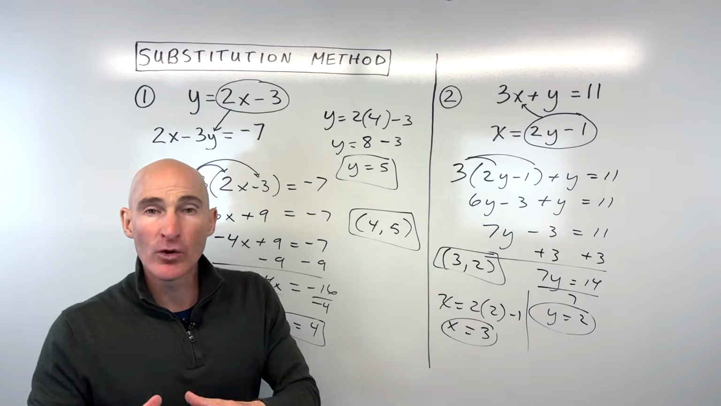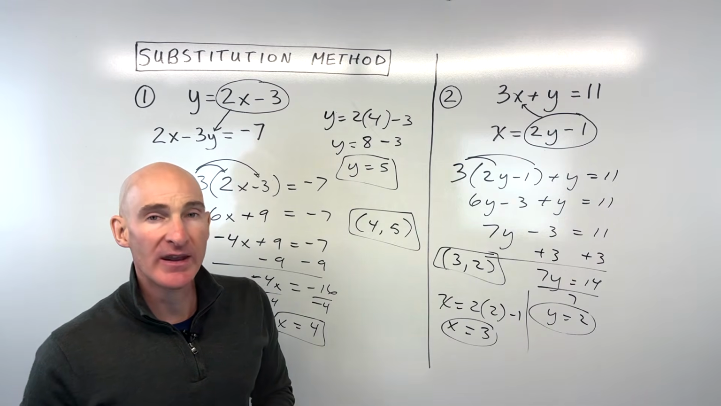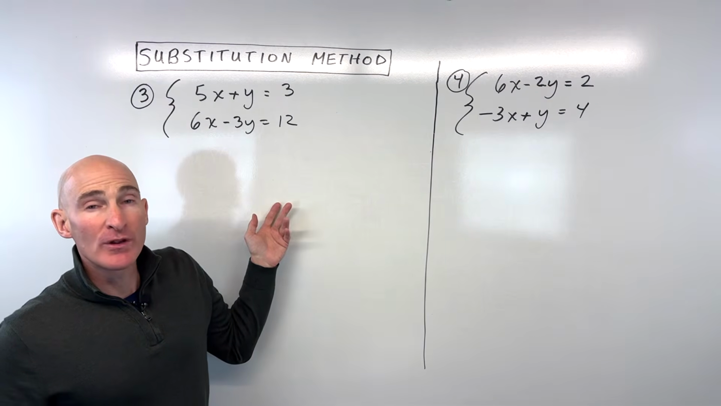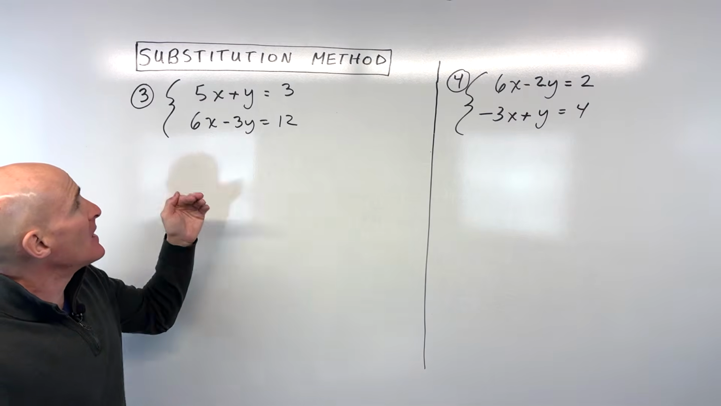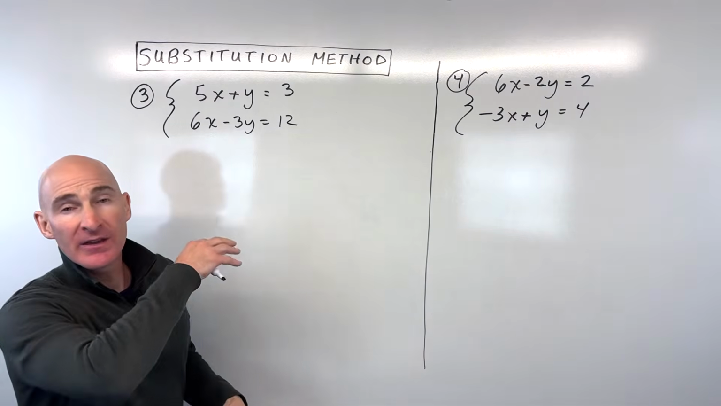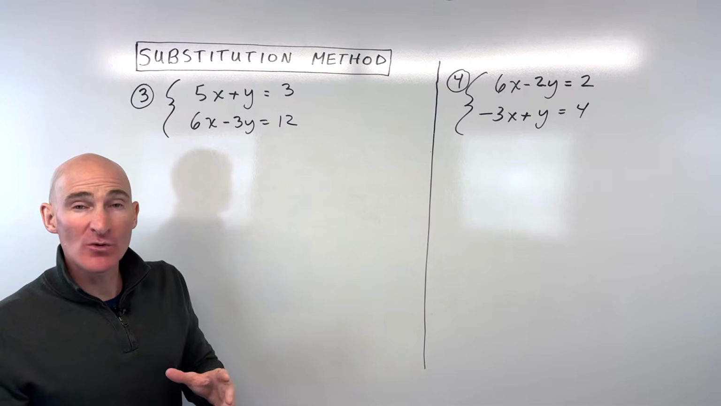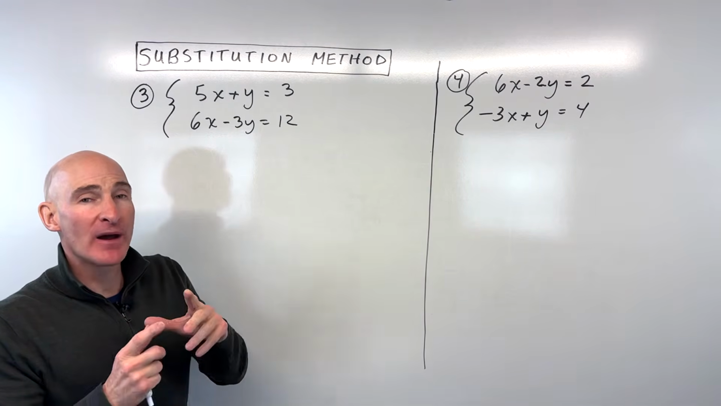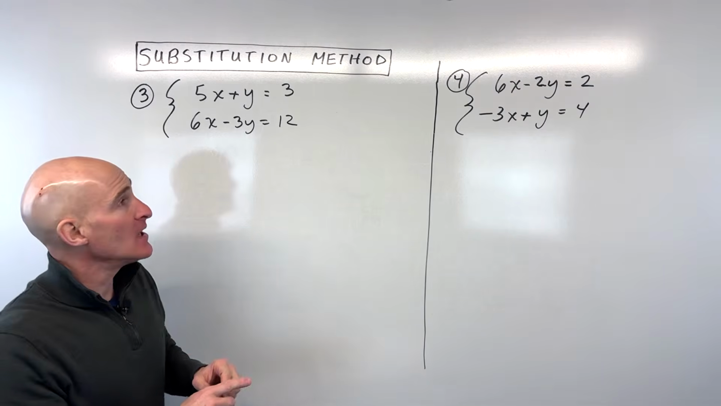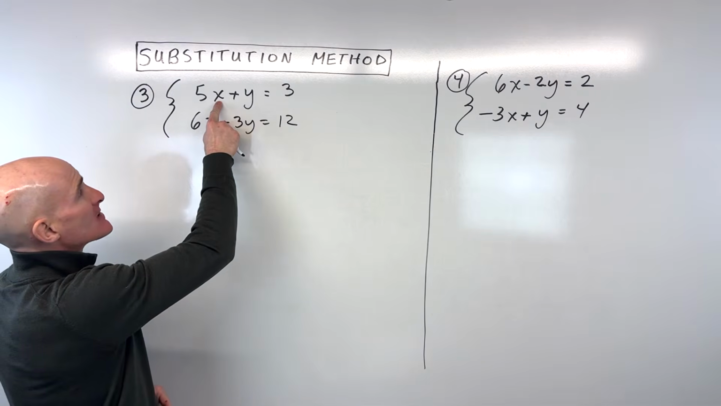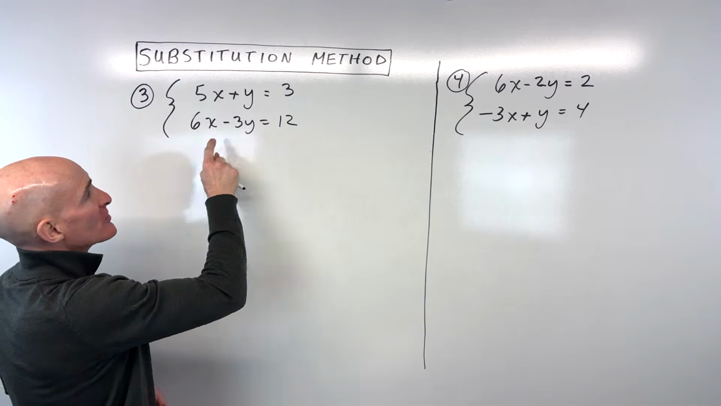I want to show you some more challenging examples, so let's do that next. Okay, let's take a look at number 3 and 4. So for number 3, we don't have y equals something or x equals something. We don't have one of those variables by itself. So what we want to do is isolate one of those variables by itself on one side of the equal sign. So should we get this x by itself, or this y, or this x, or this y?